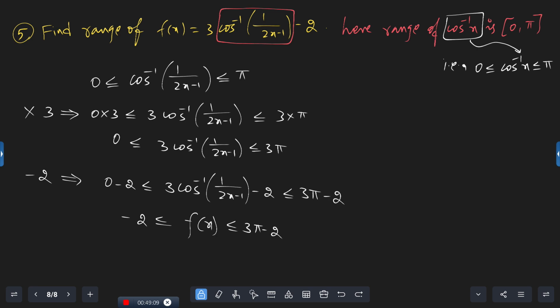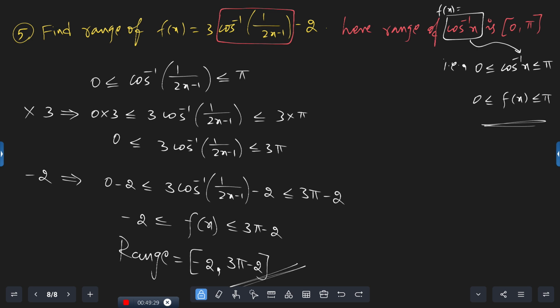Suppose you are taking the question as 0 less than or equal to f of x less than or equal to pi, till f of x you want to do the work. So we got f of x now, and that is our range. So the range equals the closed interval minus 2 comma 3 pi minus 2. That is our required range for the question. See, finding range is different, and domain is different.